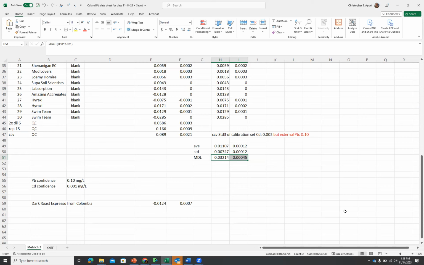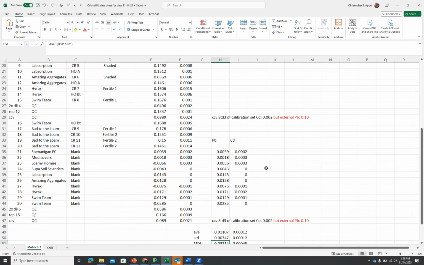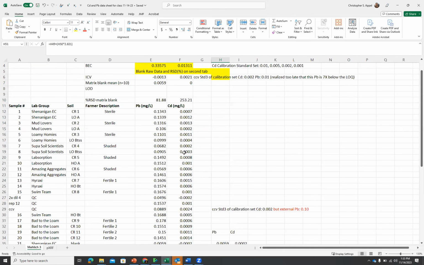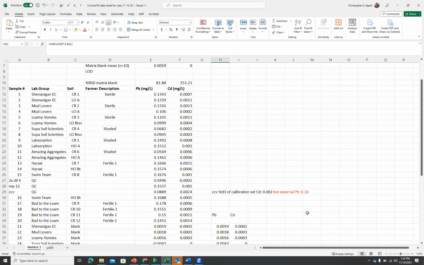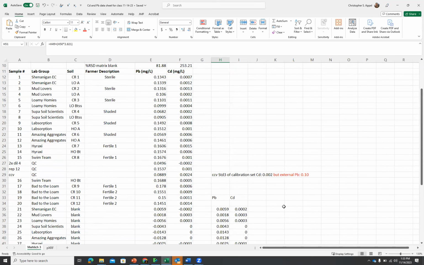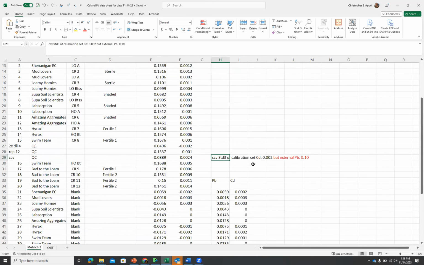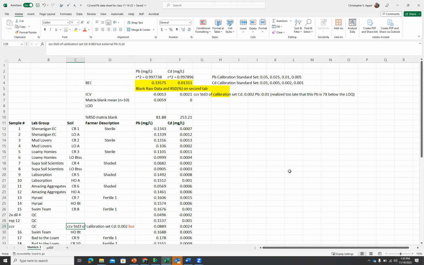All right. Got similar values. So then what we want to do is remember these values here for lead and for cadmium and look at all of our data and compare all of our data to those values to see which ones are above and which ones are below the method detection limit. But I have some stuff that's kind of in the way, especially right here. I got my CCV standard 3 is these values. So I'm just going to move that over here. And do I have that anywhere else?